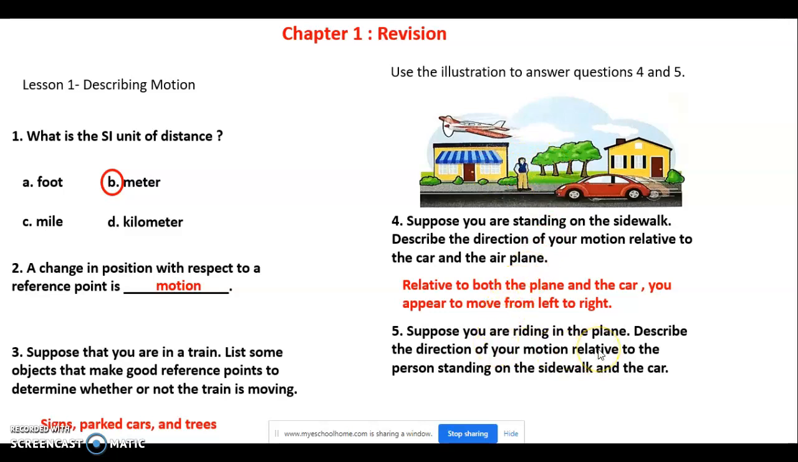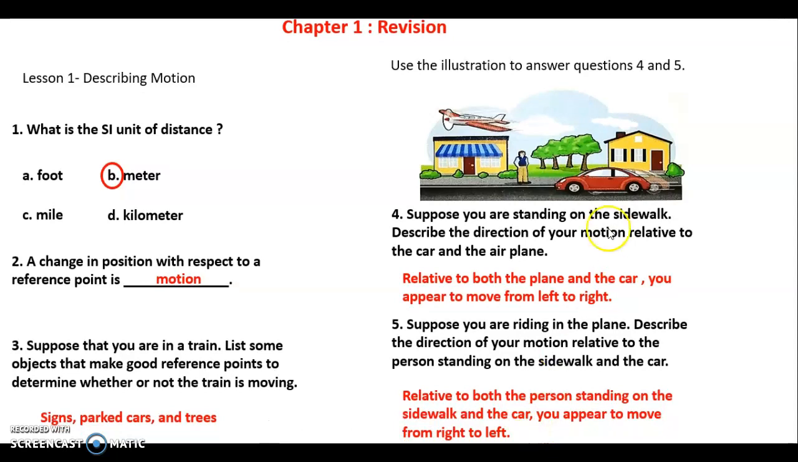Suppose you are riding in the plane. Describe the direction of your motion relative to the person standing on the sidewalk and the car. So relative to both the person standing on the sidewalk and the car, you appear to move from the right to the left. So the airplane is moving from the right to the left. If the man is looking at the airplane and you are sitting in the airplane, you appear to be moving from the right to the left. And similarly for the car, you appear to be moving from the right to the left. If someone is sitting in the car looking at you in the airplane, you appear to be moving from the right to the left too.